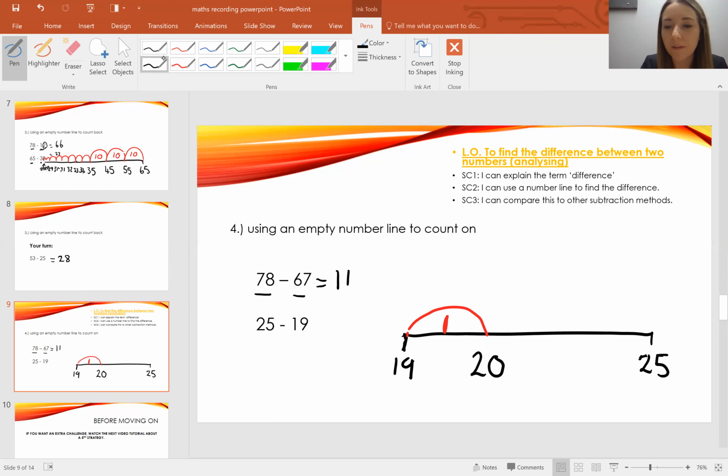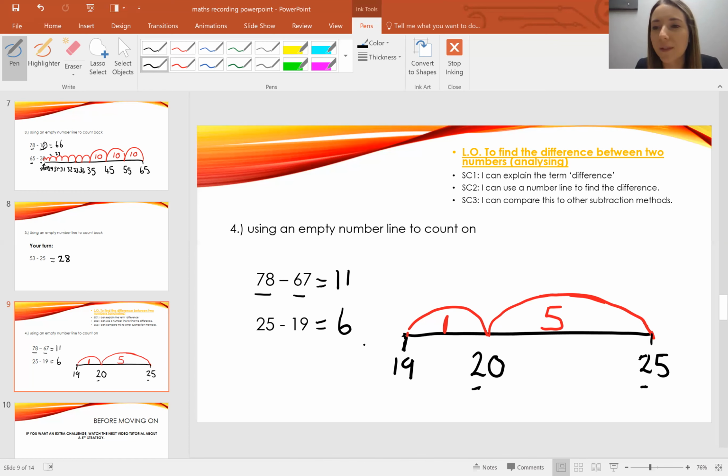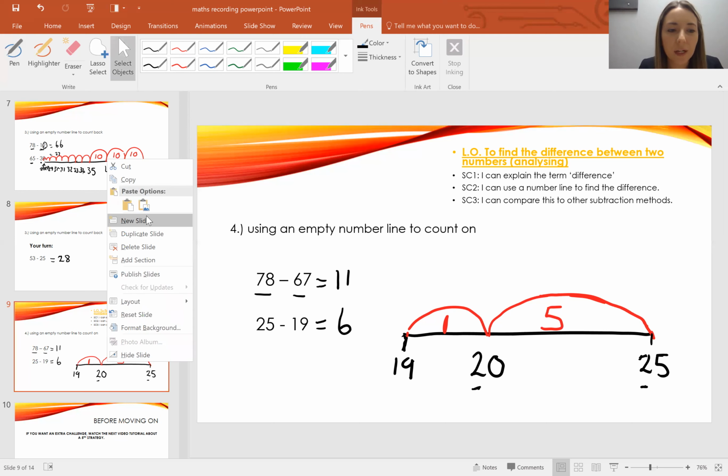And then, now that we're at the same 10 as we are with 20 and 25, all we need to do is think how many numbers are between 20 and 25. Well done, it's 5. So then we add those together, 5 and 1 make 6. That's how many numbers are between 19 and 25. So we found the difference. Well done.